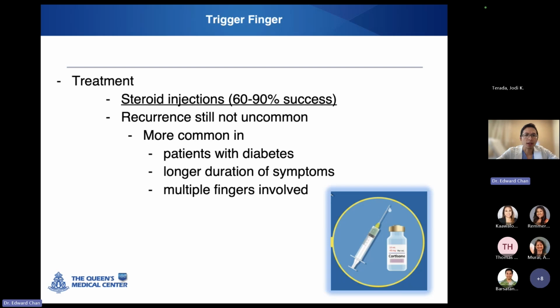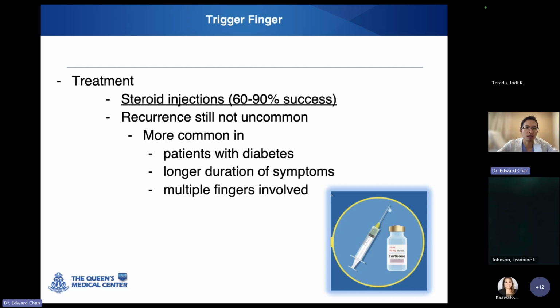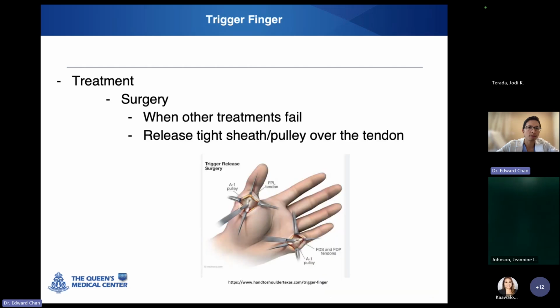And again, after the shots, unfortunately, recurrence is not uncommon. It can come back, certainly, but it's worth trying for most people because for some people it does go away forever. The recurrence usually happens more in certain situations. Diabetic patients, unfortunately, do have a higher chance of the shots not permanently making things go away. The longer you've had the trigger finger, so a longer duration of symptoms, also puts you at higher risk for the injections not being a permanent solution. And having multiple fingers involved is also a risk factor for recurrence after getting a steroid injection.